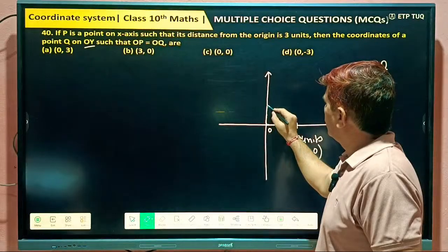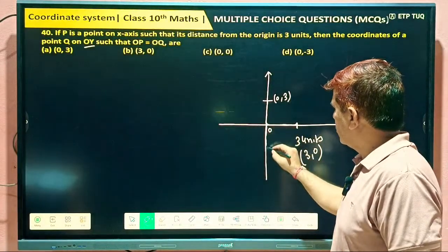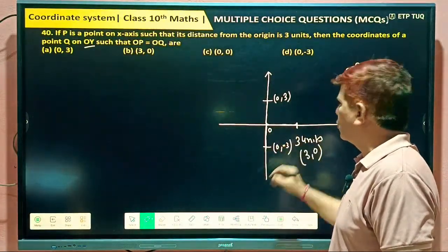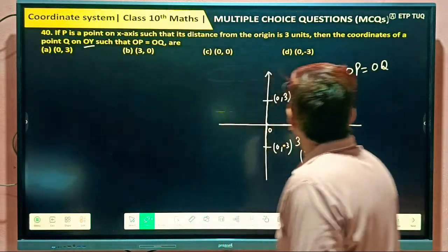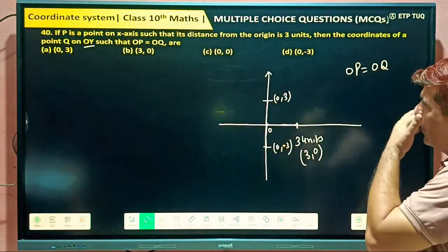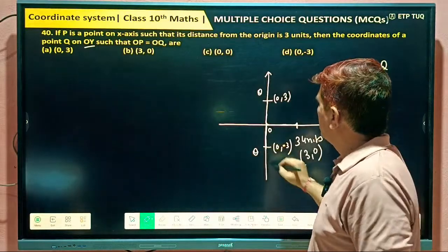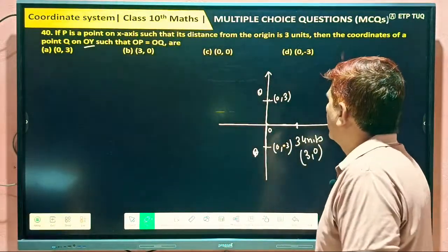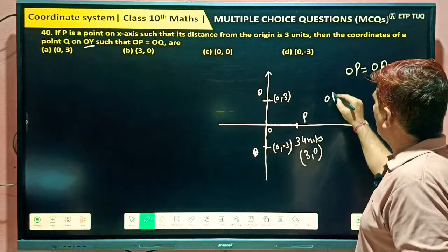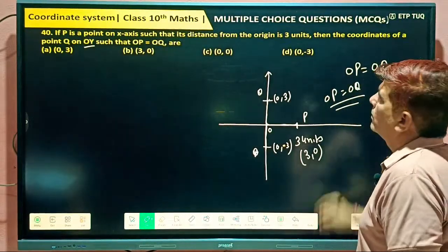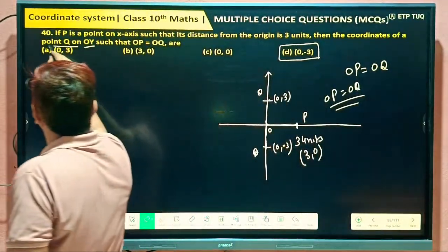And if it is any point on the y-axis, this is written on OY, it means this is 3 units, so here also we have to move 3 units. So what are the coordinates? 0 and 3. And here also, 0 and minus 3. So 2 possibilities are there. But in the answer given here, what's given? So according to me, its distance OP equal to OQ. Q is this, Q is this. So how many possibilities are there? OP equal to OQ. So according to me, this is its answer and this is also its answer.